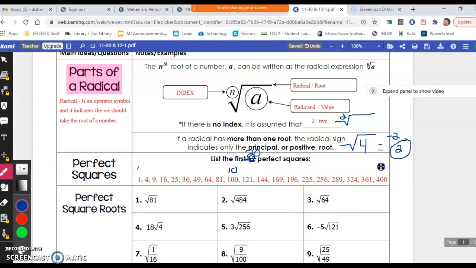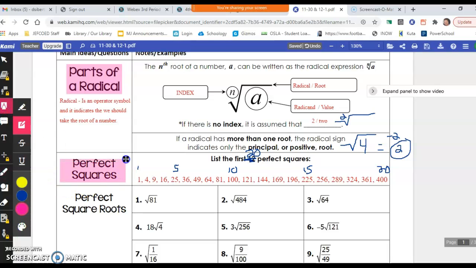400 is 20. Now, I'm simply going to find some middle points in between. We know 25 is 5, and then 225 is 15. I'm putting these here so you guys can have a starting point when you're wondering what the square root is, without having to work too hard to get them. It's almost like a little cheat sheet. Those are the first 20 perfect squares, and you're probably going to use the majority of them here in just a minute.